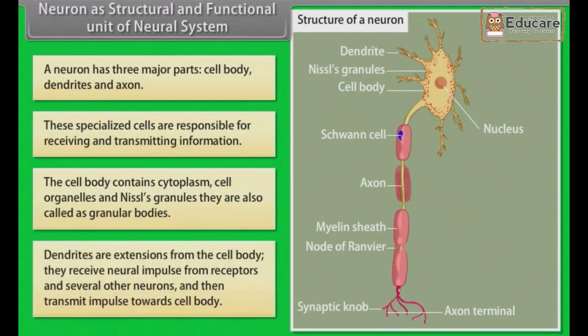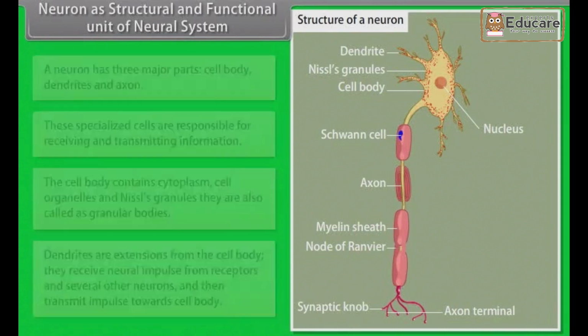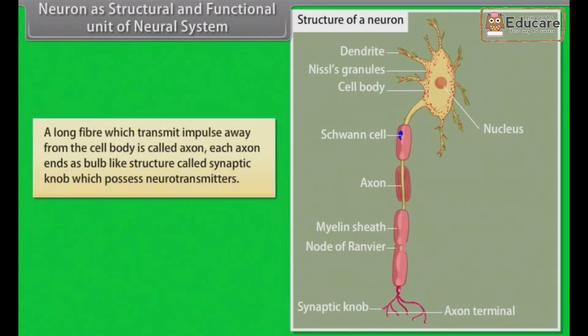Dendrites are extensions from the cell body. They receive neural impulses from receptors and several other neurons and then transmit the impulse towards the cell body. A long fiber which transmits impulse away from the cell body is called axon. Each axon ends as a bulb-like structure called synaptic knob, which possesses neurotransmitters.